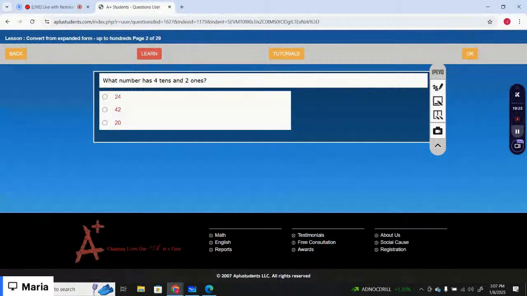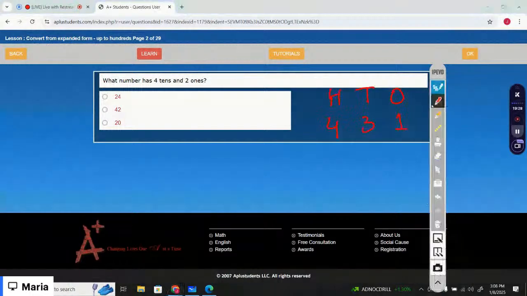What number has four tens and two ones? So which is the correct option? Four tens and two ones. The rightmost is at the ones, and then you have tens. So you have two ones and four tens. So that is option number two. That is 42. Option number two is the correct option.